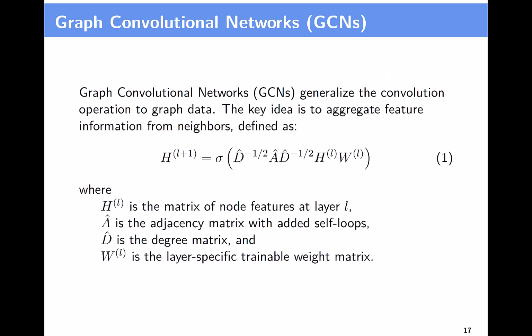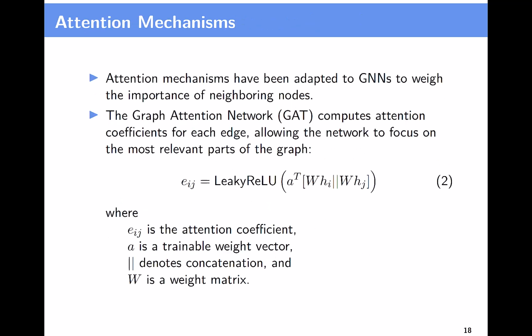And we have several types of graph neural network. Graph convolutional networks generalize the convolution operation to graph data by aggregating features using the adjacency matrix with self loop and the degree matrix, as well as a trainable weight matrix to transform the aggregated information and passing it through an activation function to be the representing vector or embedding vector of each node.